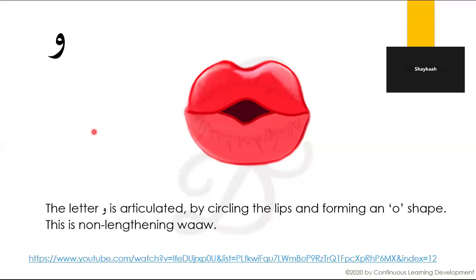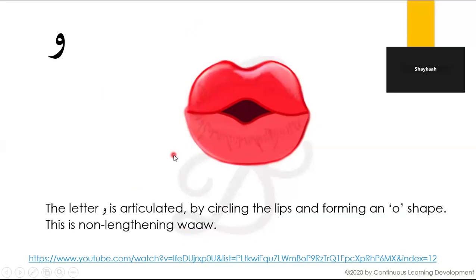Some people make it too strong. You say this letter by circling your lips and forming a sort of O shape. You do leave some sort of opening in that. So don't close your lips together and don't tighten them. Just keep that small opening for the air to come out. Waw. The name of the letter is Waw, and so I've written it here.